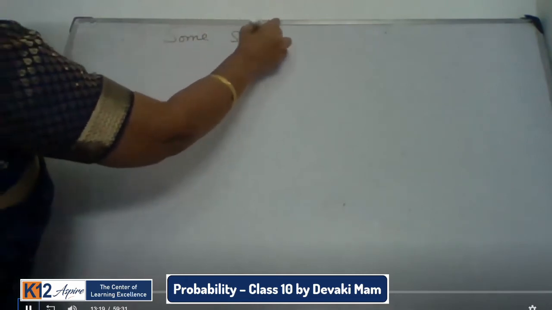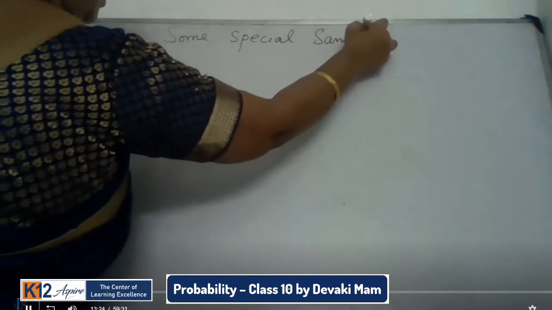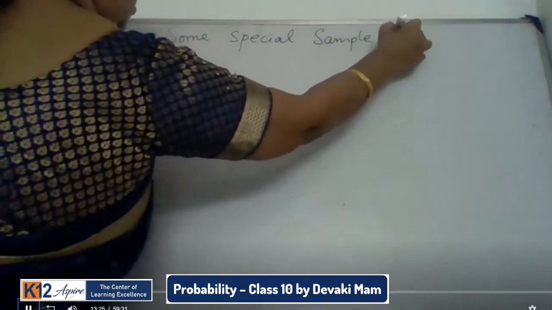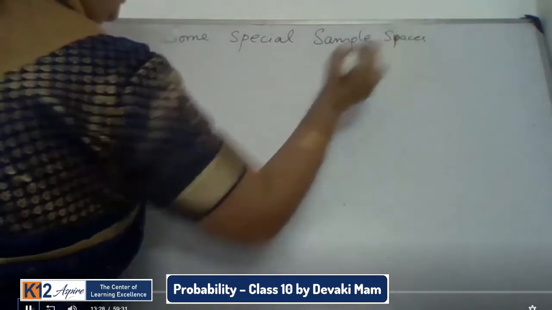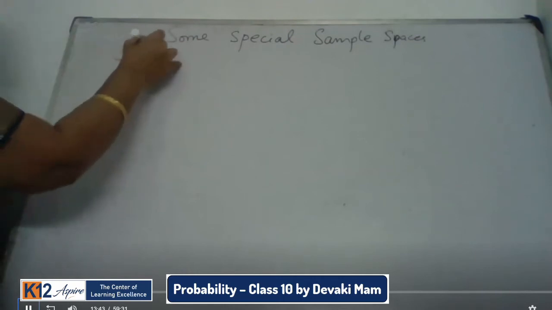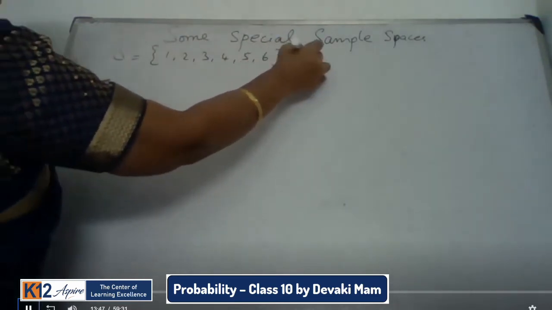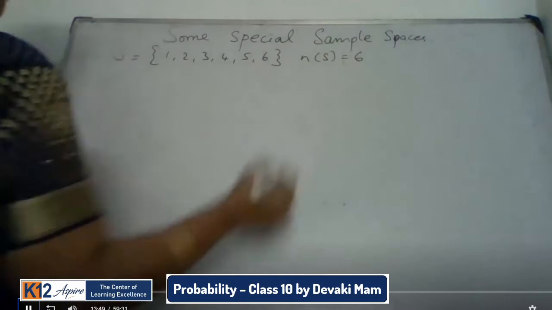Some special sample spaces we are going to see. Sample space is nothing but the total collection of all the outcomes in an event. So when a die is thrown once, then S is equal to, already we saw, 1, 2, 3, 4, 5, 6, that is n(S) is equal to 6.